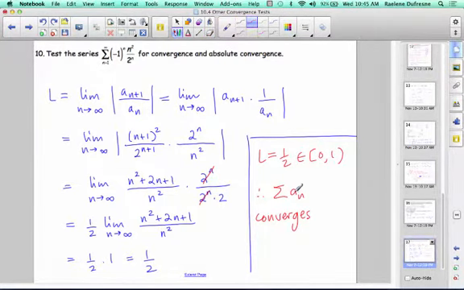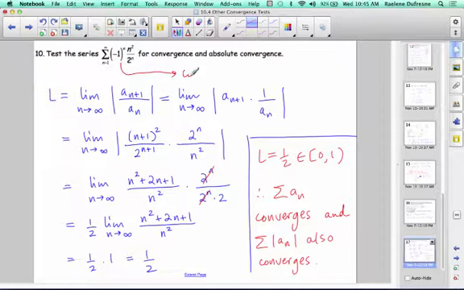So we have that the alternating series converges and the non-alternating series also converges. In other words, the given series converges absolutely.